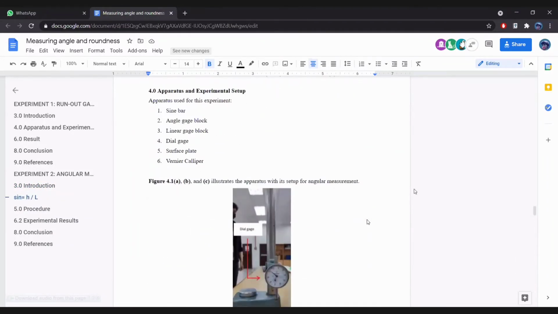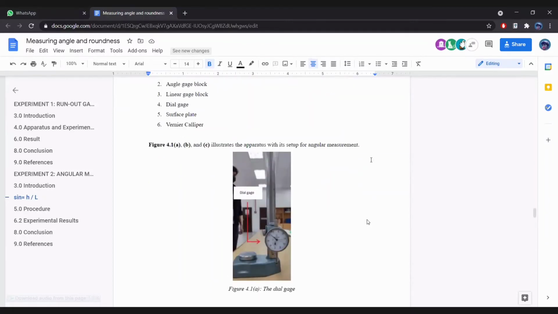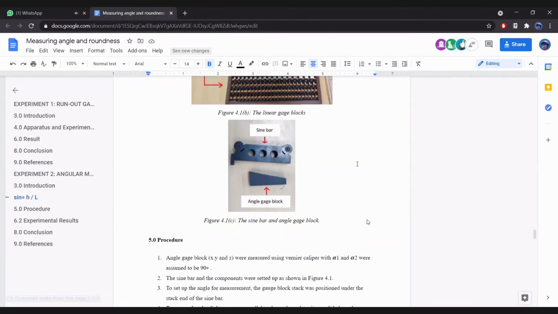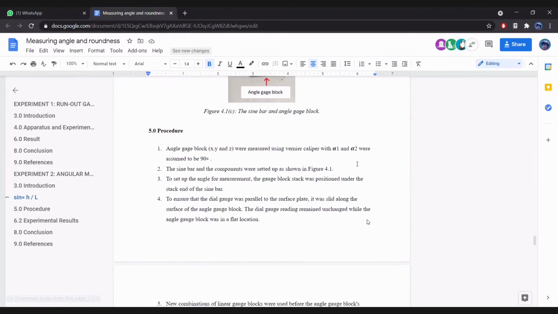So the apparatus that we use for this experiment includes the sine bar, the second one is the angle gauge block, the third one is the linear gauge block and the dial gauge, the next is the surface plate, and the last one is the vernier caliper. As you can see in figure 4.1a, this is the dial gauge, 4.1b is the linear gauge blocks, and 4.1c is the sine bar and the angle gauge block. So for the procedure, I will pass to the next presenter.